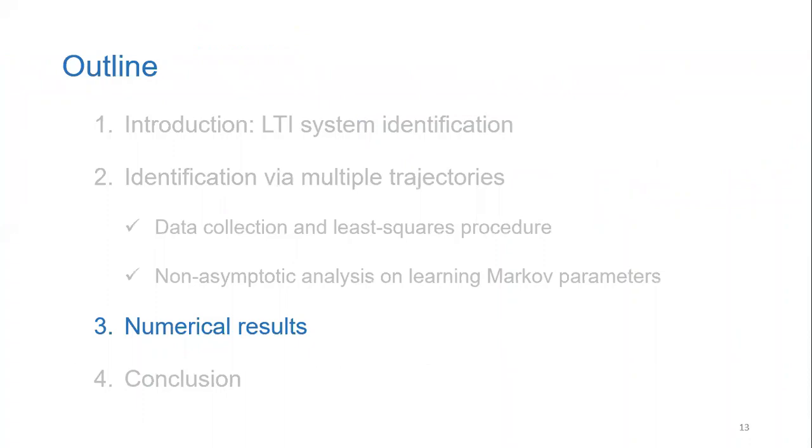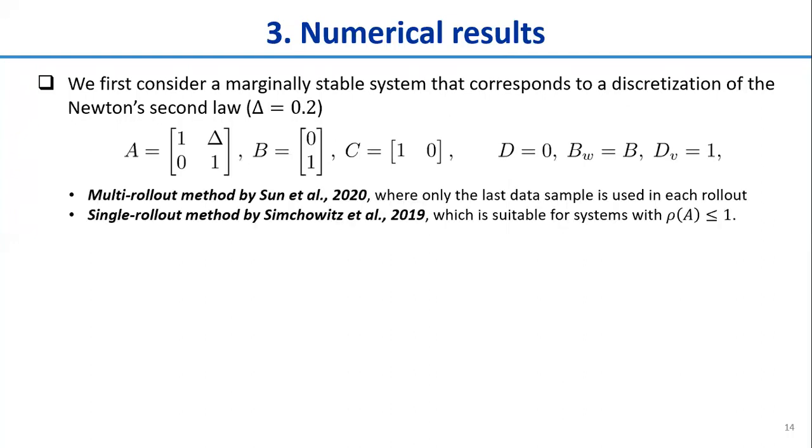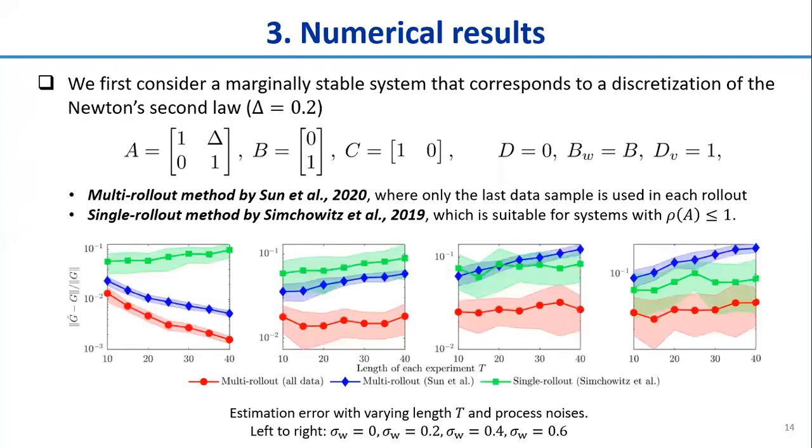Now I will present some numerical results to demonstrate the performance of our least squares estimator. We first consider a marginally stable system that corresponds to a discretization of Newton's second law. We compare our method with the following two methods. The first method also uses multiple trajectories, but only the last data sample is used in each trajectory. The second method uses a single trajectory for identification, which is not suitable for open-loop unstable systems.